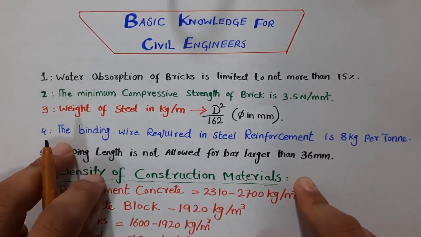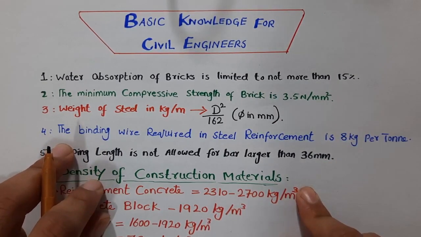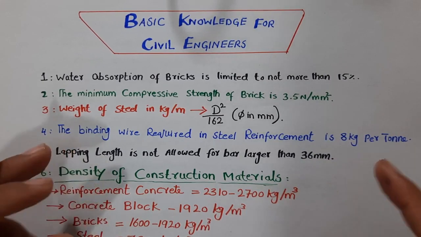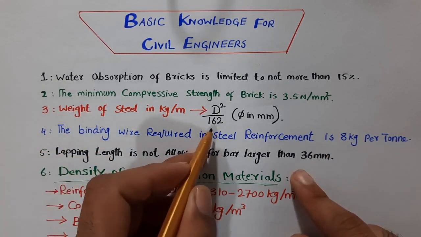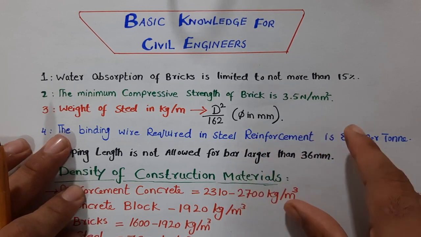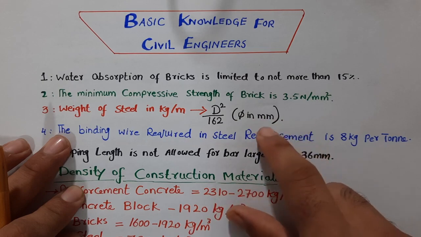The next one is about weight of steel. Most of the students are confused about weight of steel: how to find quantity of steel for beam, column, slab. For that, we have a specific formula, which is D square divided by 162, which gives you weight of steel in kg per meter. Remember guys, the dia of steel should be in millimeter.